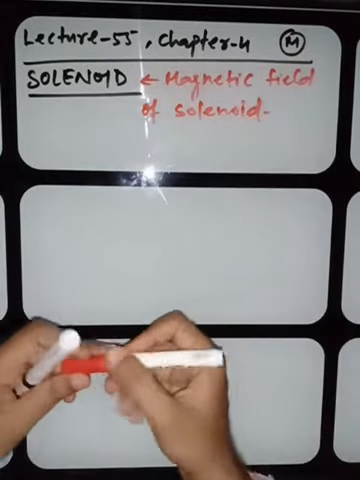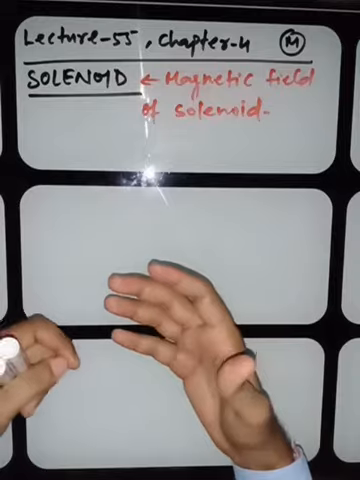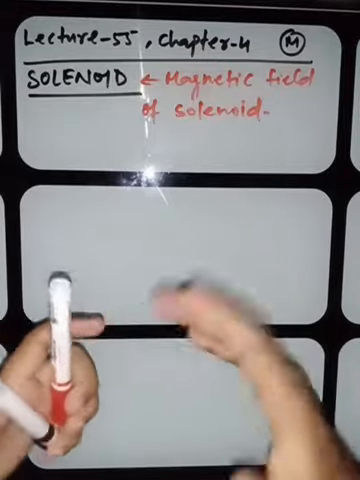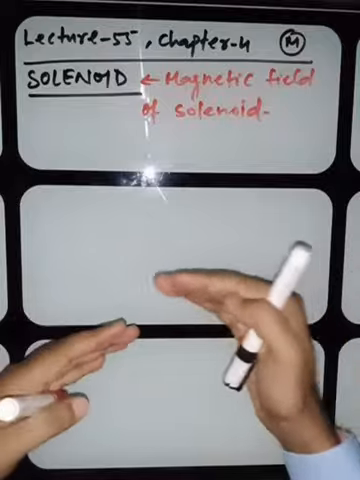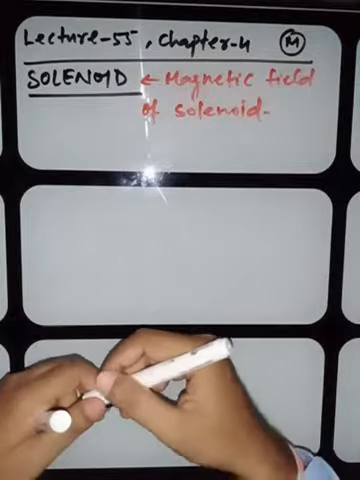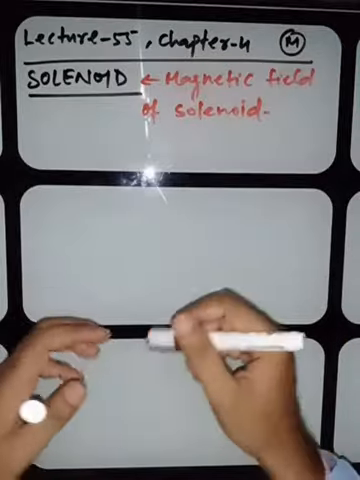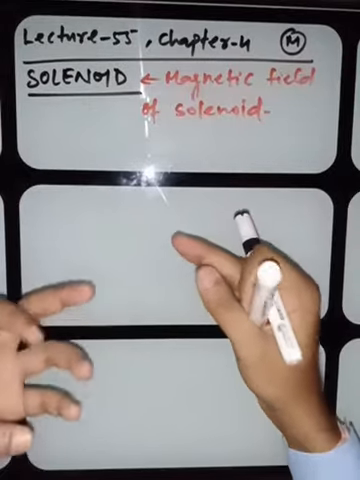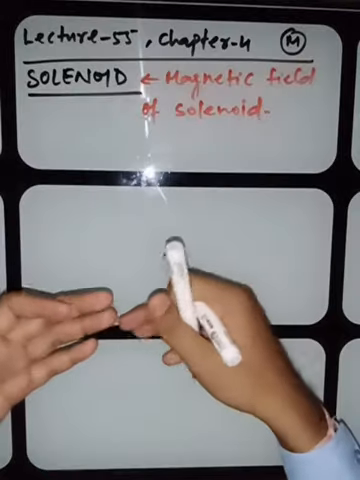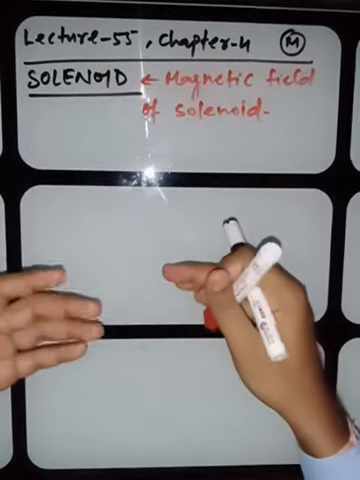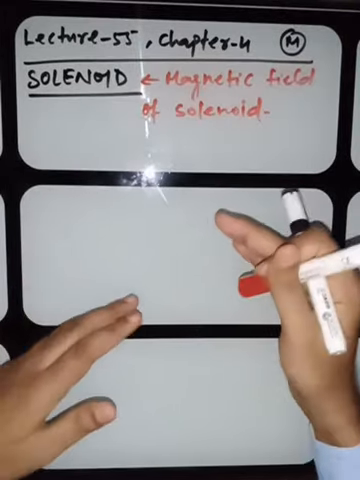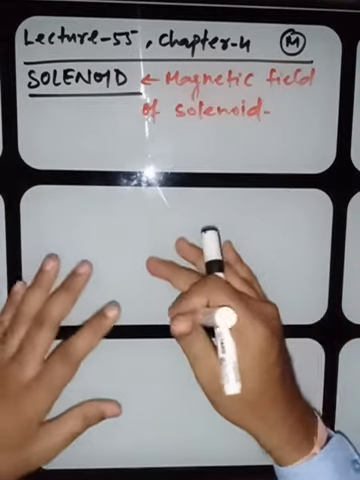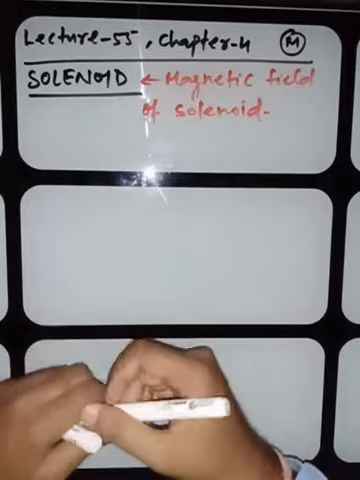But before finding the magnetic field of a solenoid, let us study what a solenoid is. So my dear students, a solenoid is a very simple device. It is a practical device used to generate a magnetic field using electricity. That's why it is simply also called an electromagnet.